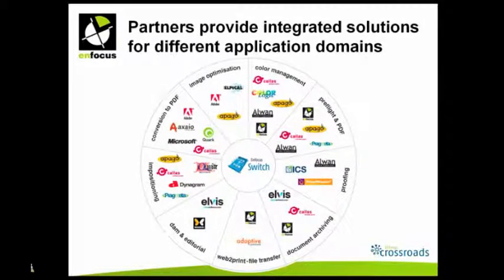Today, these are our Crossroads partners that have developed an integration between their applications and our Switch solutions. You see that those different Crossroads partners provide solutions for different what we call application domains, specific solutions. So if you are looking for a solution that requires image optimization or color management, or you want a web to print or file transfer solution that enables file transfers from a remote site to Switch, then you just look into this what we call the partner overview.